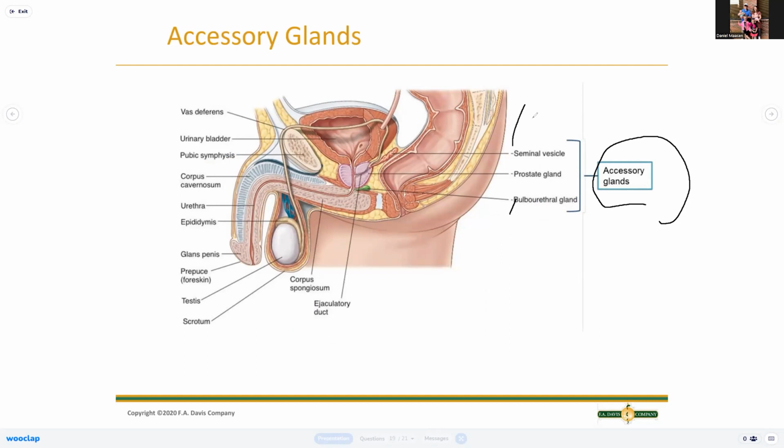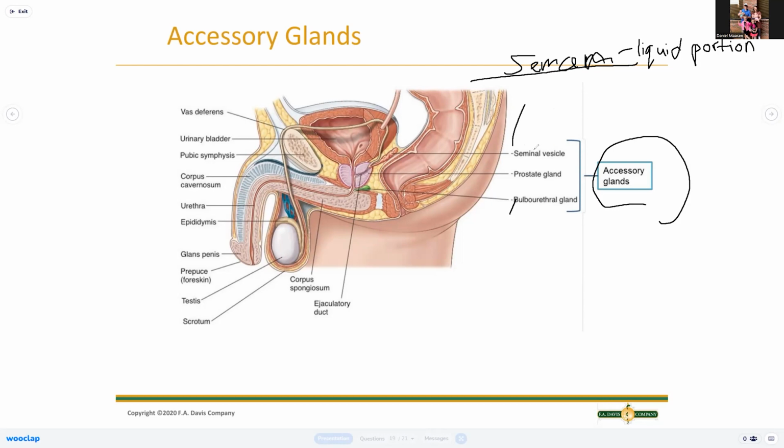The seminal vesicle secretes a thick yellowish fluid into the ejaculatory duct that comprises about 60% of semen. Okay, 60% of semen. Again, people think semen is the whole ejaculation. Semen is just the liquid portion, which is made up by these 3 glands. And then the rest, the other 40% of the ejaculation, is all the hundreds of thousands of sperm cells themselves, the sex cells. So semen is the liquid of all this.